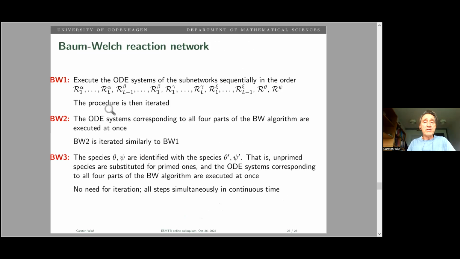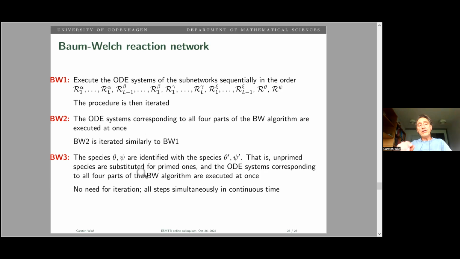So here I have listed the three different ways of running it, called the BW1, where we run everything sequentially, starting from one end and then going through all of them. And then when we are done here, we update the parameter values, and then we rerun it again until we believe convergence has occurred. Or we could take all reactions in one go and run it until equilibrium, then update the parameters, rerun it again, update the parameters, and so on until we believe convergence has occurred.